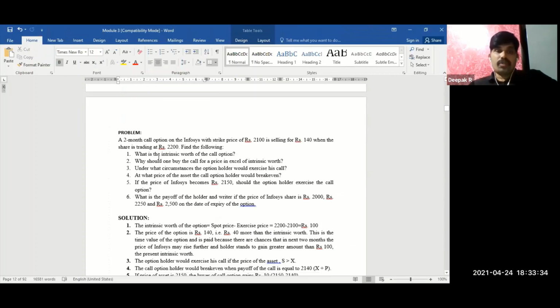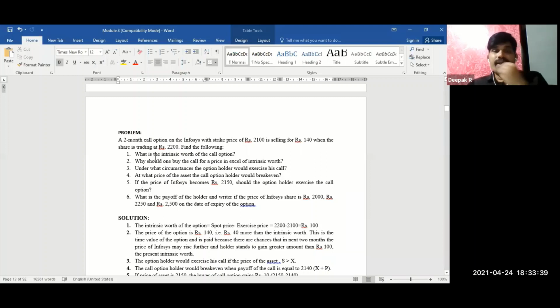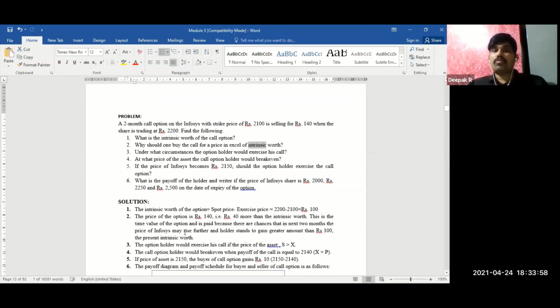So you will notice that whenever one talks about the premium amount, they will talk about two things. One is called intrinsic value, and another is referred to as time value. That means premium is believed to have two aspects: intrinsic value as well as time value.